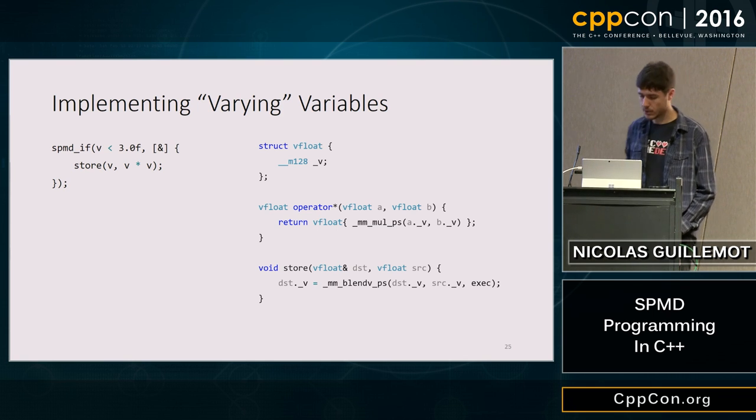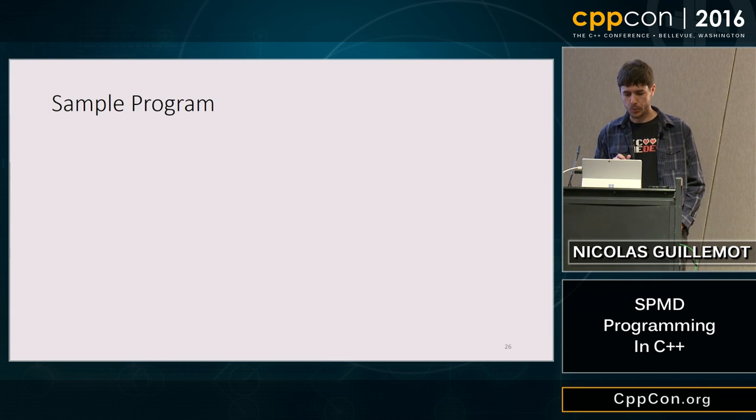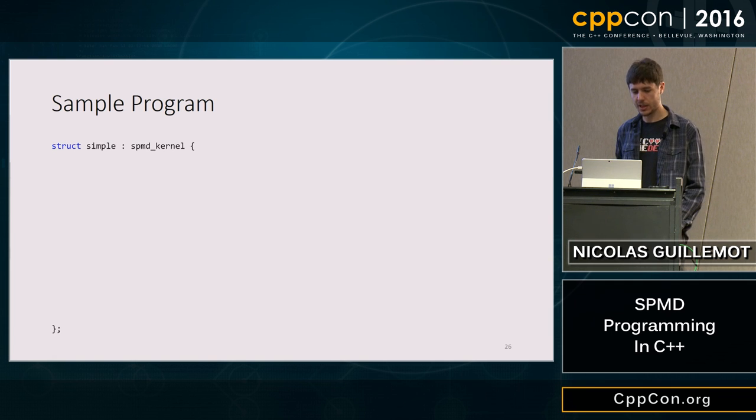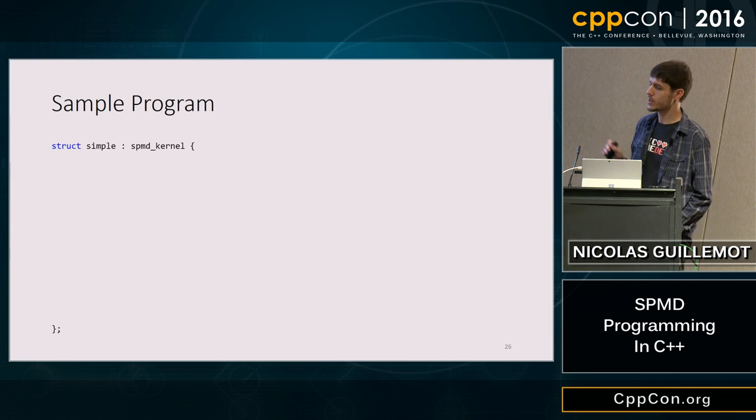And yeah, so let's look at a sample program of how this works. There's going to be some ugliness, but I promise it's all for a good reason, at least so far. When you want to write an SPMD program or an SPMD function with this framework, you have to actually wrap it into a struct. So instead of a function, it's a struct. This is like declaring a function called simple, but instead you make it a struct. And you have to inherit from SPMD kernel.